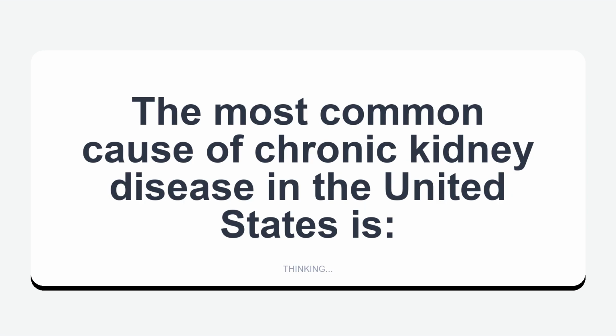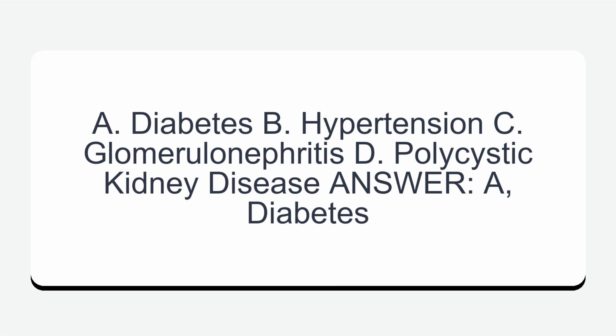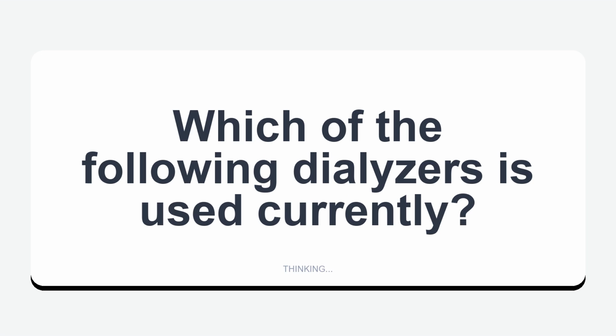The most common cause of chronic kidney disease in the United States is: A. Diabetes. B. Hypertension. C. Glomerulonephritis. D. Polycystic kidney disease. Answer: A. Diabetes.